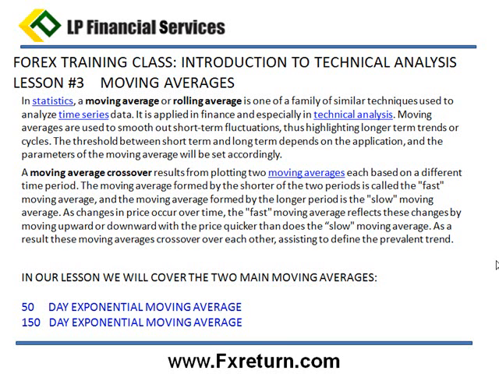A moving average crossover results from plotting two moving averages, each based on a different time period. The moving average formed by the shorter of the two periods is called the fast moving average, and the moving average formed by the longer period is the slow moving average. As changes in price occur over time, the fast-moving average reflects these changes by moving upward or downward with the price, quicker than does the slow-moving average. As a result, these moving averages cross over each other, assisting to define the prevalent trend. In our lesson, we'll cover the two main moving averages, the 50-day exponential moving average and the 150-day exponential moving average.